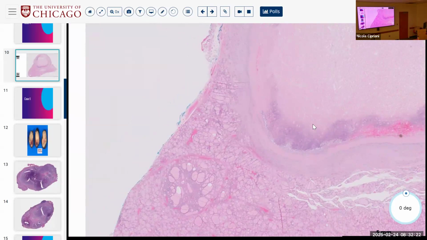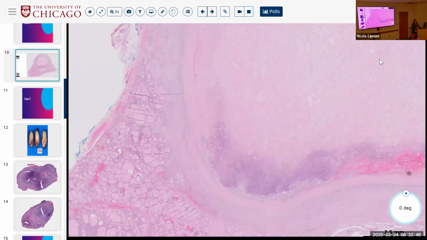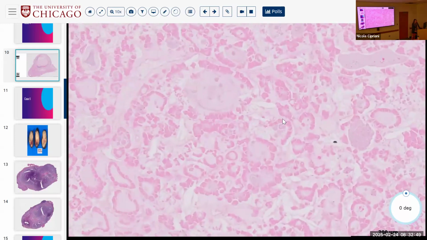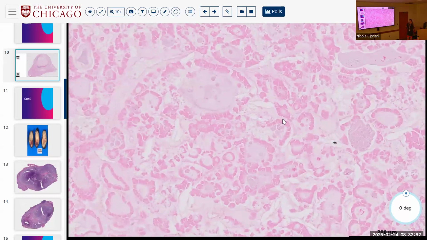FNA happened to this nodule. What was the underlying cell population in this nodule? What can you infer? Follicular cells, and specifically, just based on the architecture of the death, what specific type of follicular cells? So yes, probably microfollicular. What? Hurthle, so oncocytic.